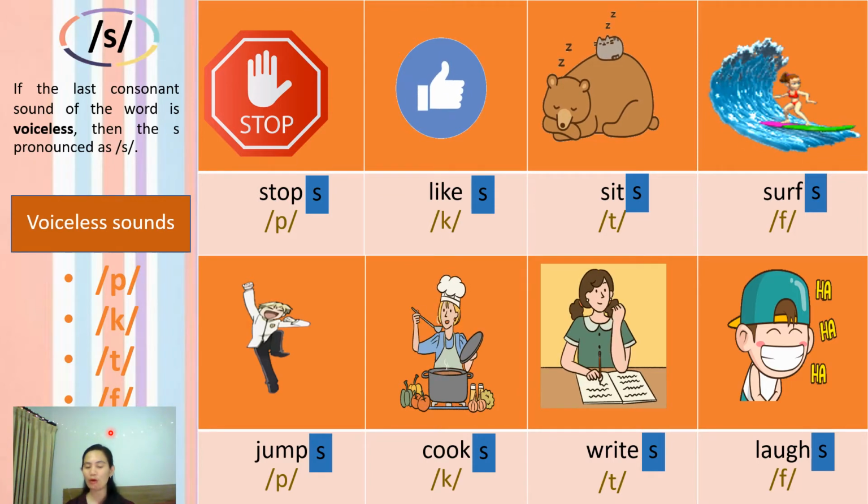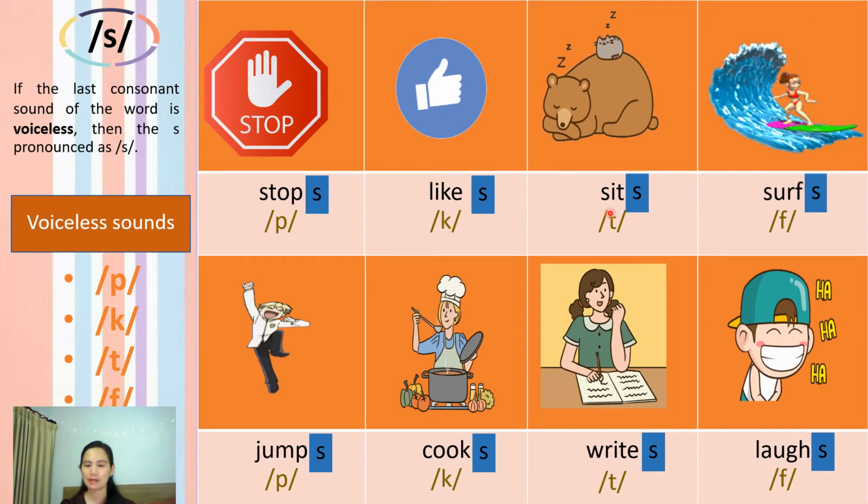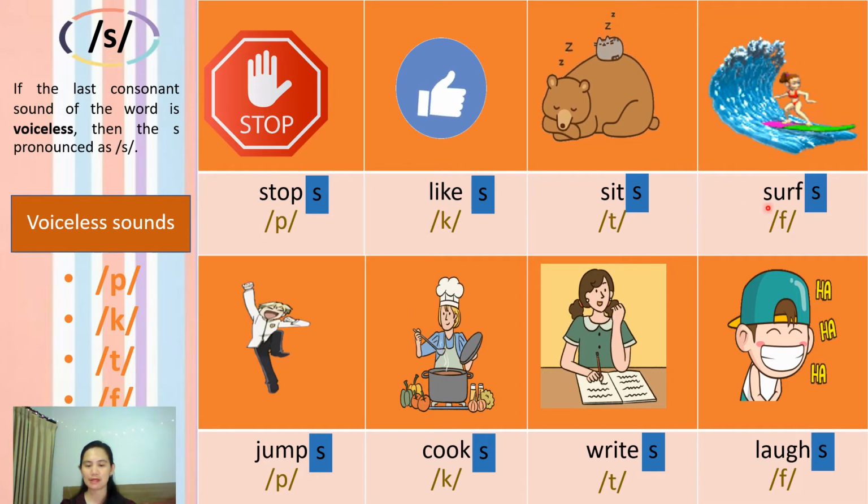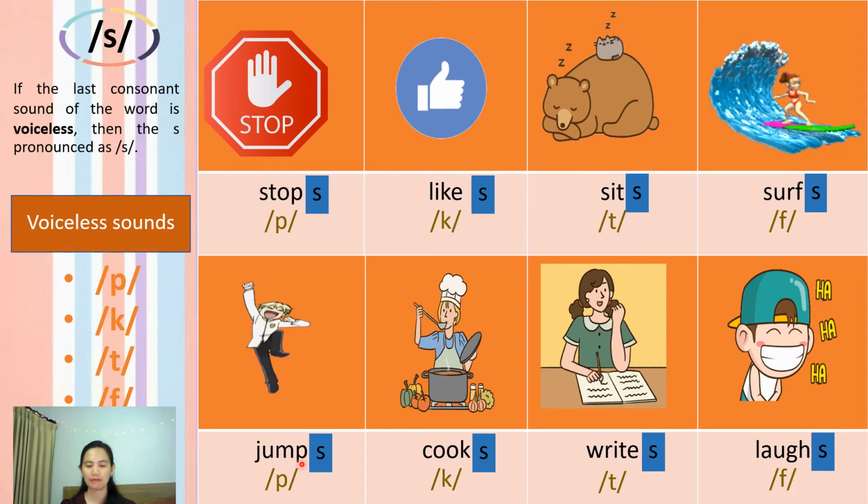Now let's read again all the words. Stops, likes, sits, surfs, jumps, cooks, writes, laughs.